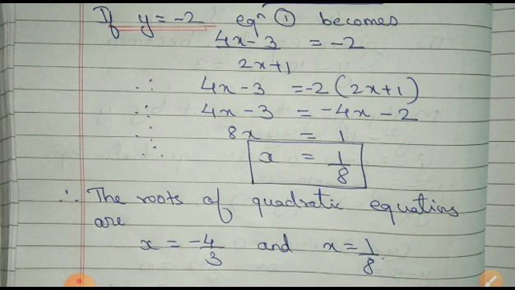Hope this is clear. Don't forget to take the two conditions, when y equal to 5 and y equal to minus 2. Don't stop there itself when you get the values of y, because we have to find the roots of the given quadratic equation in terms of x. That means we have to find the values of x.